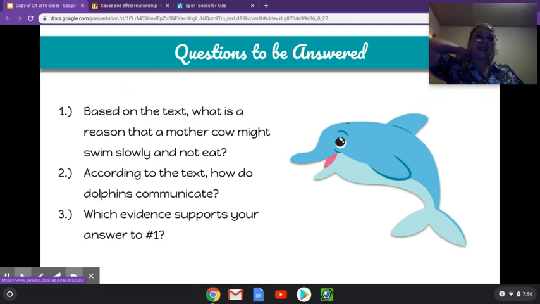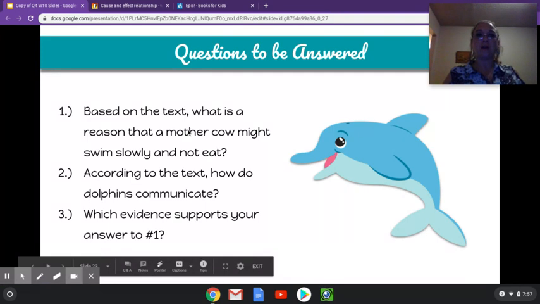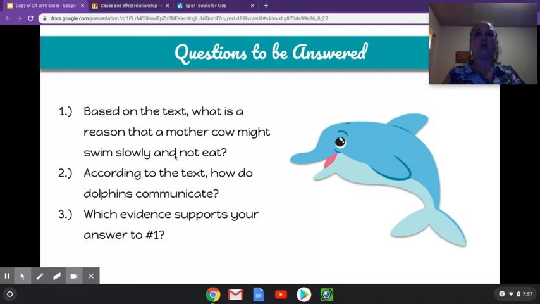So it's based on the text. What is a reason that a mother cow might swim slowly and not eat? And according to the text, how do dolphins communicate? And then with number 3, which evidence supports your answer to number 1? So we'd be connecting number 3 to number 1. What evidence would back that up? Well, let's go ahead and we're going to start reading our text now.